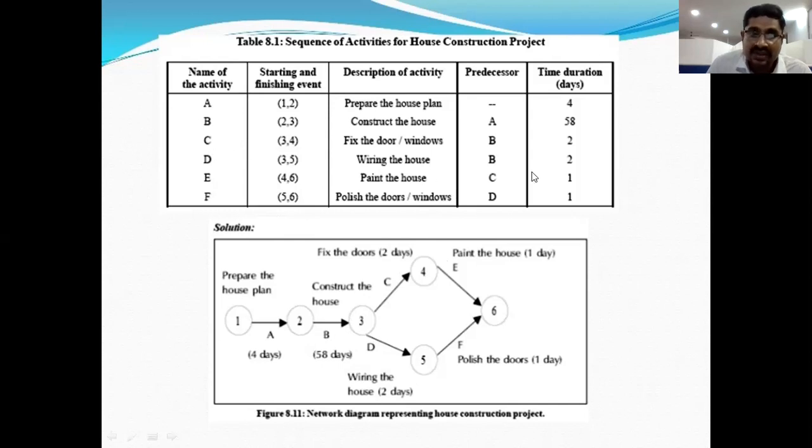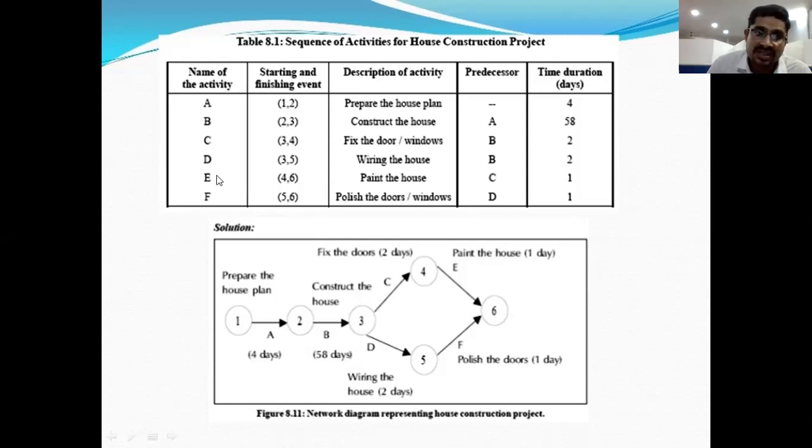So C activity has 2 days of time. Here C activity has 2 days and D activity has 2 days. D activity is wiring and fixing the doors, right? D activity is wiring in the house, 2 days. Right, next C and D are completed.